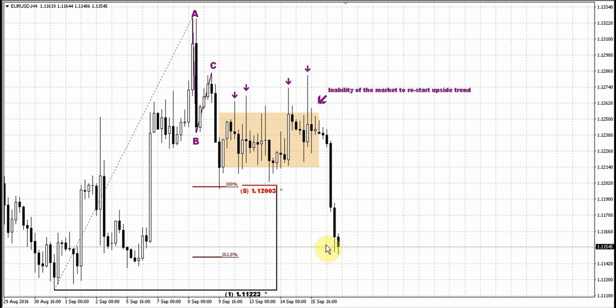Also, take a look at what kind of action we have here, and here, and here. Every time the market is in an extension mode, this is extension, contraction, extension, contraction, extension. Every time the market stands in an extension, it shows acceleration, very fast action.